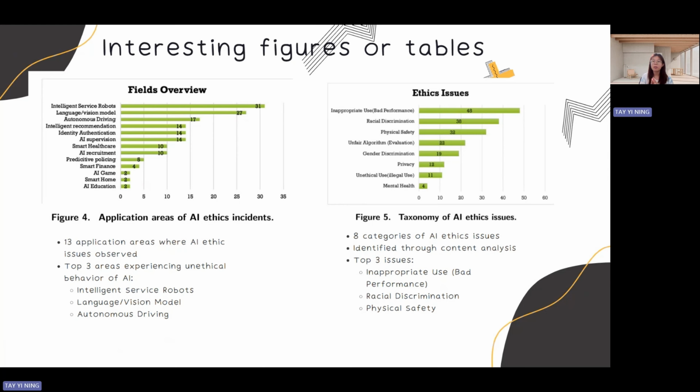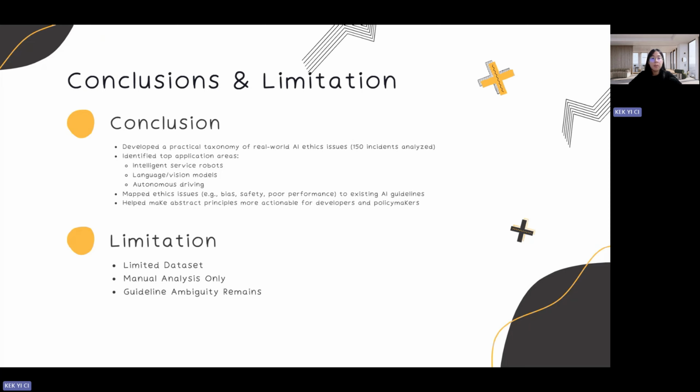So in conclusion, they created a practical taxonomy of 8 types of ethics issues and identified 3 high-risk application areas: intelligent service robots, language and vision models, and autonomous driving. They also show how these real-world issues align with core AI ethics principles like transparency, fairness, and non-maleficence, making those abstract guidelines more practical and actionable.